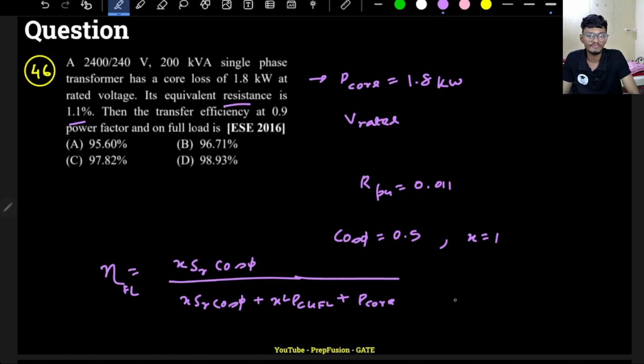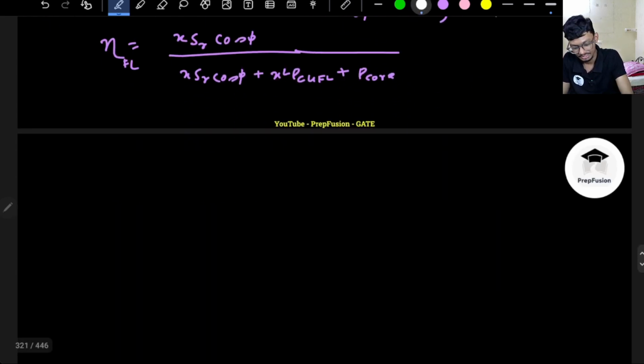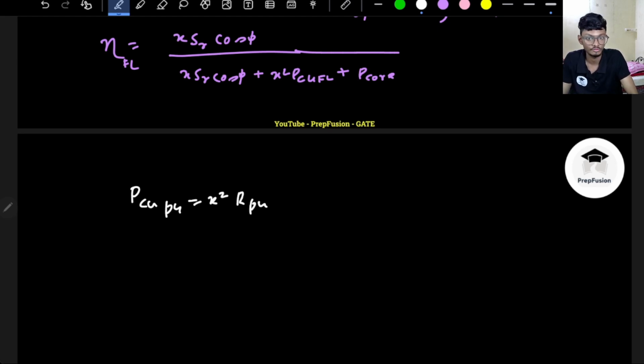So how will I find out the full load copper loss? I have derived everything to you, what is PCU per unit. PCU per unit, if you remember, was equal to x square into RPU, right? And what will be the PCU per unit at full load? Okay, at full load x will be 1, it will be simply RPU. I hope you remember this, right?